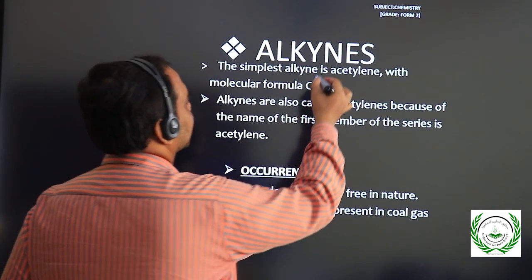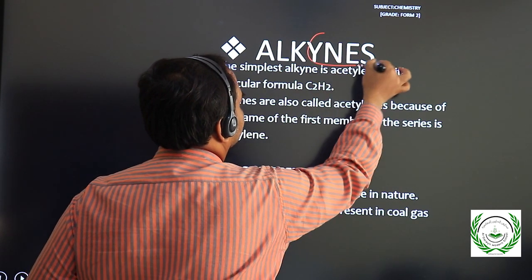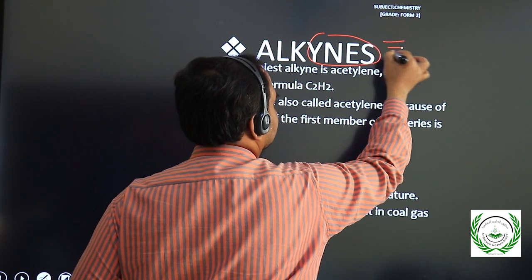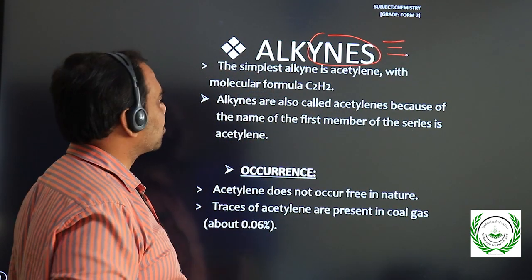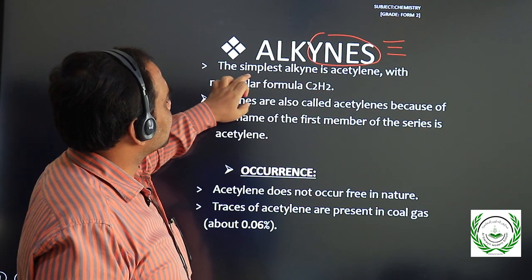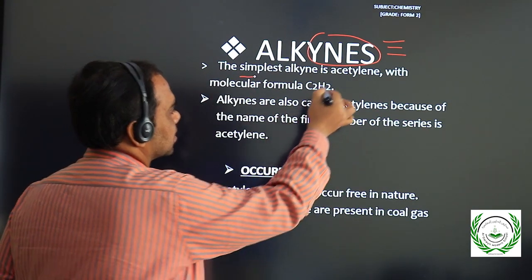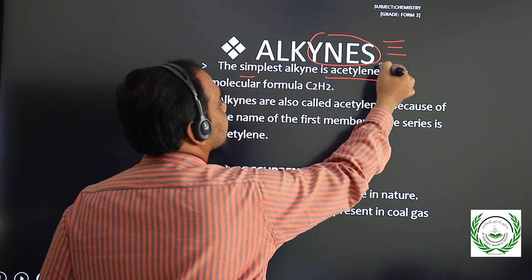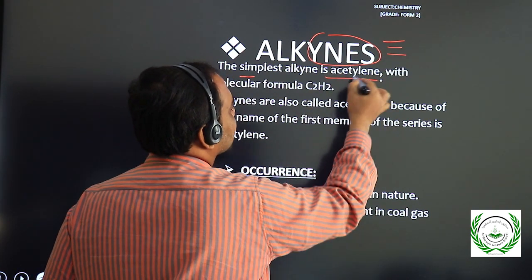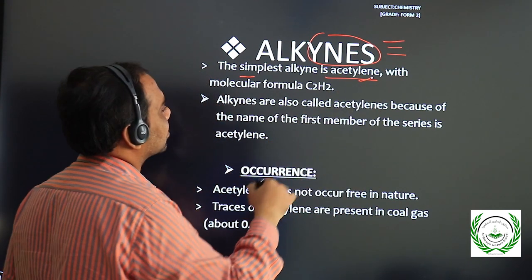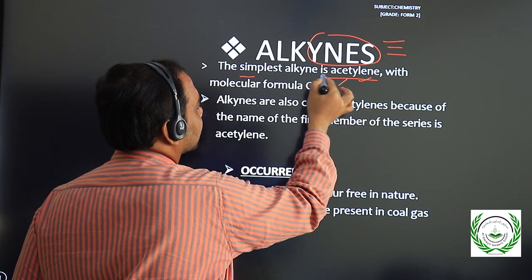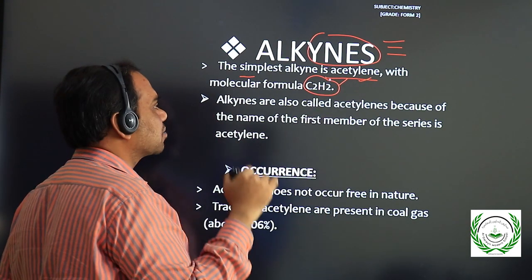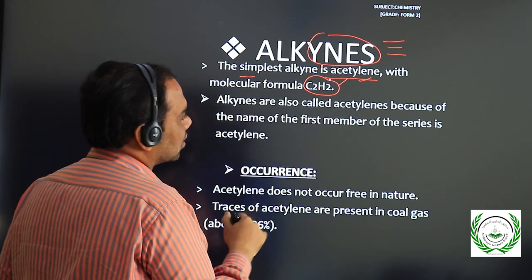Welcome students. Today we are going to discuss alkynes. The term alkyne contains "-yne", which represents a triple bond in carbon compounds. The simplest alkyne is acetylene. Alkynes are also called acetylenes because of the first member, acetylene. The molecular formula of acetylene is C2H2, meaning 2 carbons and 2 hydrogens.